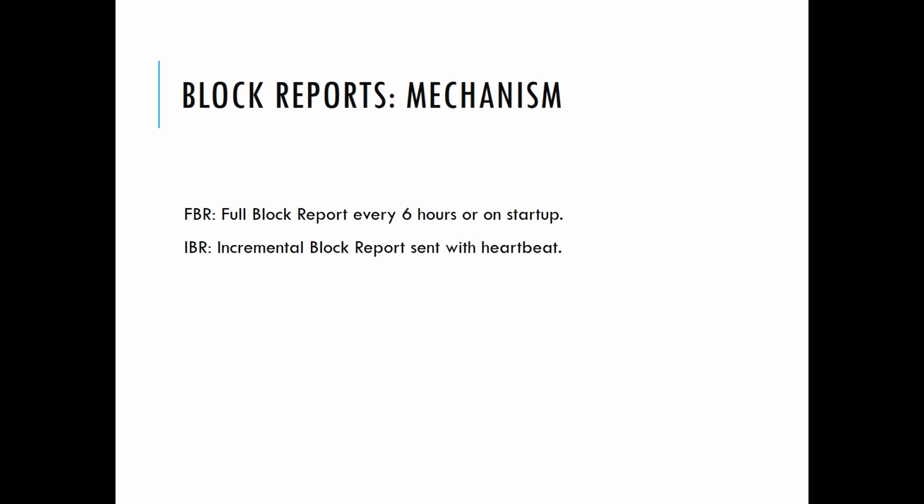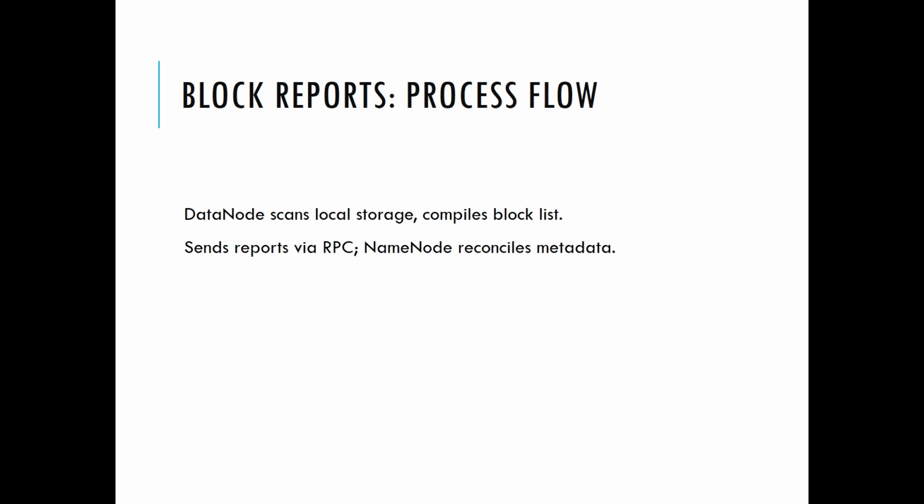This incremental approach reduces the load in the NameNode because it only processes the changes rather than the entire block list. Here's the step-by-step process flow for block reports. First, the DataNode periodically scans its local storage. For an FBR, it compiles a complete list of blocks and their metadata. For an IBR, it compiles only the changes since the last report.